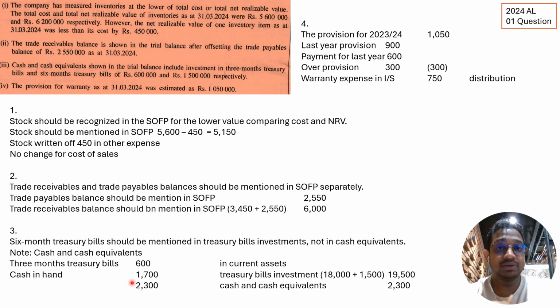So what you have to do is bring the over provision you made last year to this year, and subtract that over provision from the total provision. So the warranty expense that you should mention in the income statement is only 750. The total provision for this year is 1,050, and nothing was paid for this year. So that 1,050 in total you have to mention in current liabilities as sales warranty provision, right?